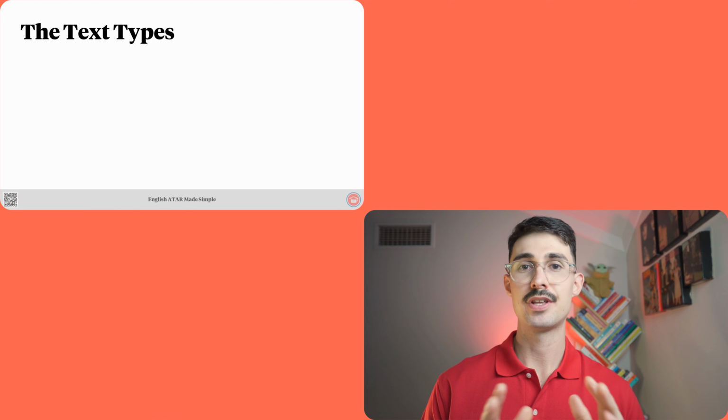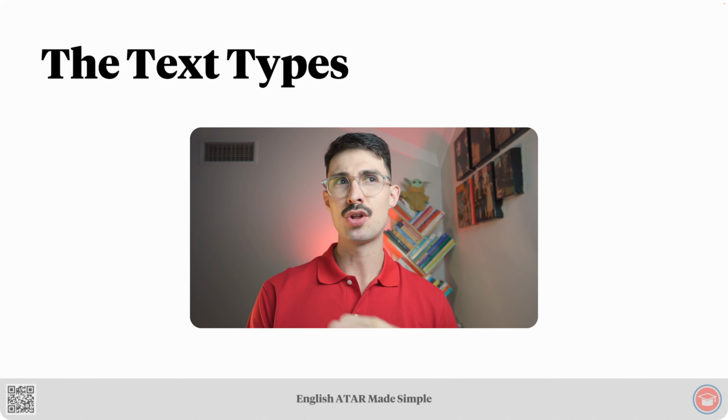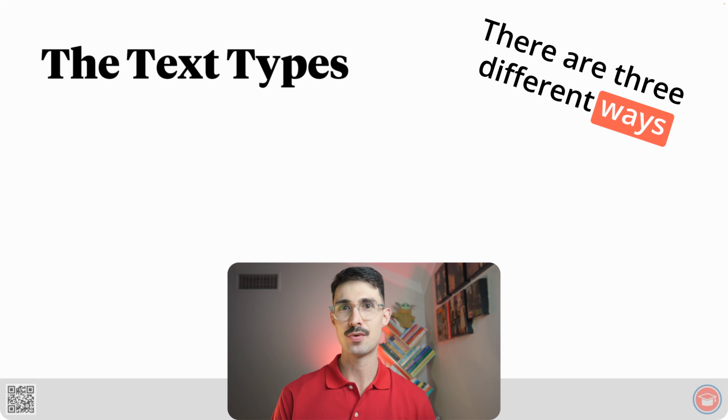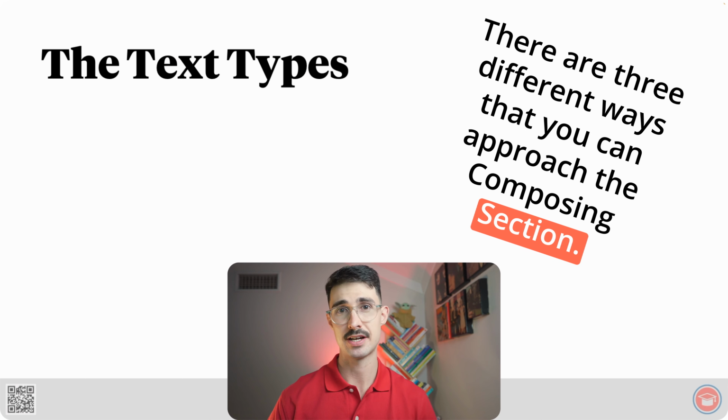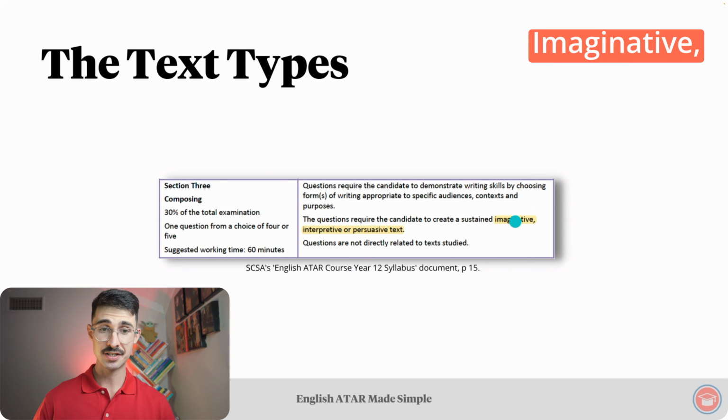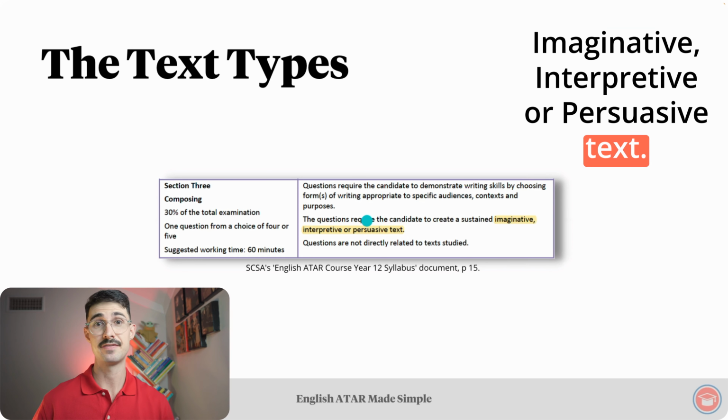Moving on to the text types. This module is longer than modules 3 and 4 because there are 3 different ways that you can approach the composing section. Those 3 ways are also mentioned in the design brief of the syllabus. Questions require the candidate to create a sustained, imaginative, interpretive, or persuasive text.